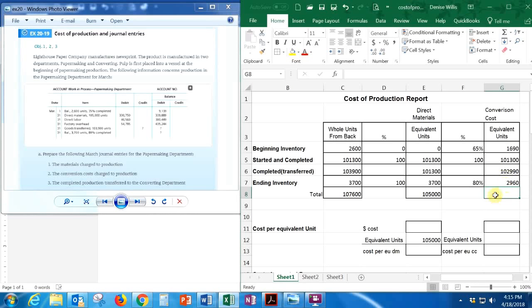Okay, now we're going to add these bottom two numbers, what we transferred out and what's still there. We had 105,950 equivalent units of conversion this period, and I'm going to take that number and drop it in right there.